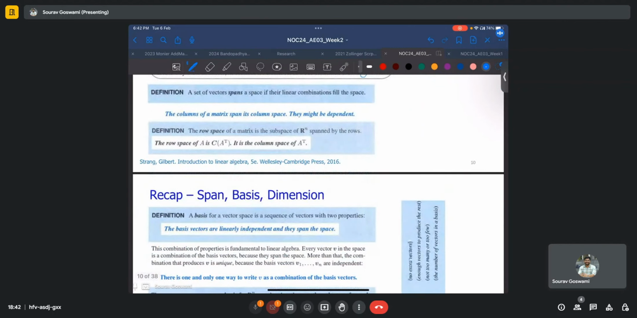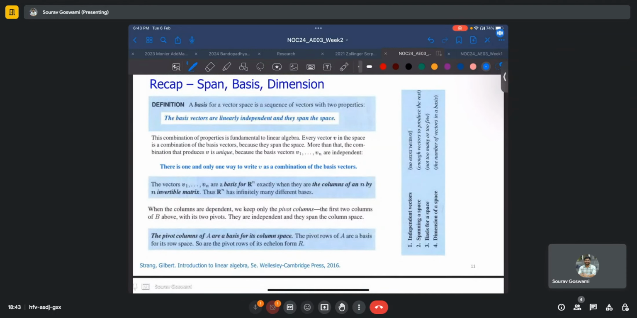Now, the way a span is defined is that a set of vectors spans a space if the linear combinations fill the space, and the columns of a matrix span its column space. That is, the column space is comprised of the linear combinations of the columns. They might be dependent. Similarly, the row space of a matrix is the subspace of Rn spanned by the rows. And another way to look at it is that the row space of A is simply the column space of its transpose. Very obvious, of course.